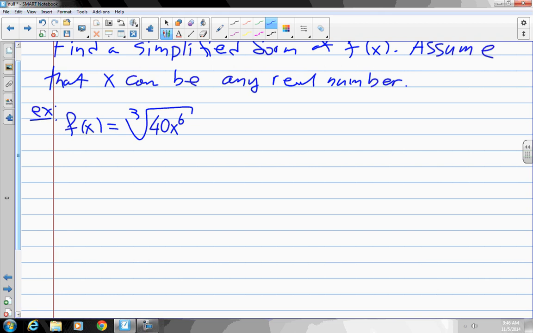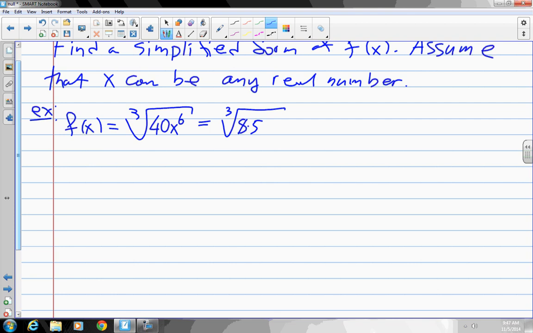So, is 40 a perfect cube? But what times what equals 40, where one of the items is a perfect cube? 10 and 4? Well, none of those are perfect cubes. 8 and 5. 8 is a perfect cube, right? So I really want to split 40 into 8 and 5. Then I can take cube root of 8. How about x to the power 6? Is x to the power 6 a perfect cube?